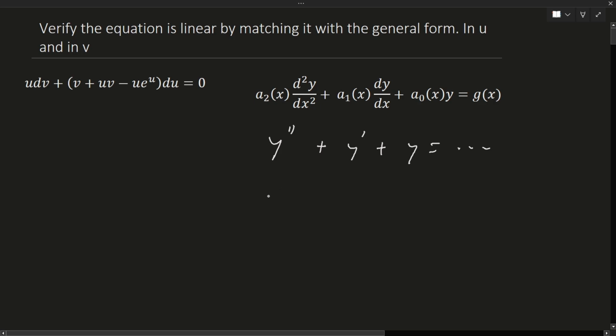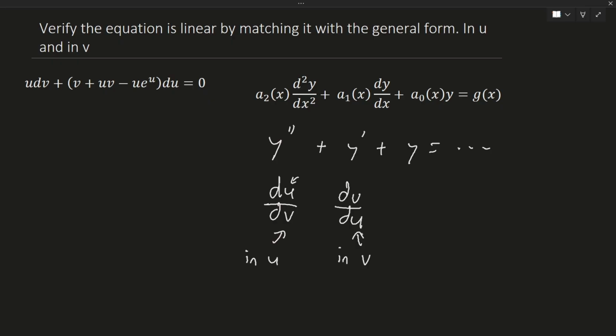Now, it depends whether you're doing du over dv or dv over du. This depends whether you're verifying in u or in v, okay? So when they say in u, the u has to be on top over here. And when they're saying in v, they're talking about this one over here, okay? It's just that you're considering u and v as dependent or independent variables, okay?